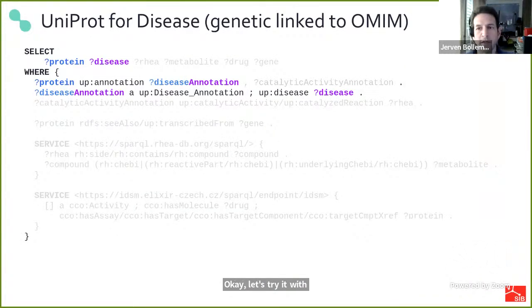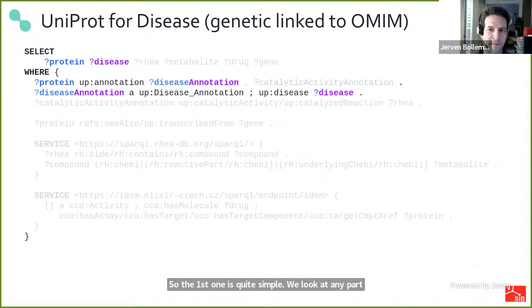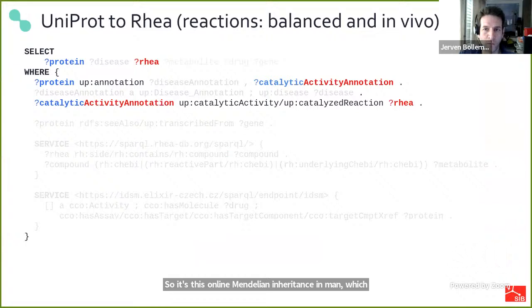So the first one is quite simple. We look at UniProt, where you look for protein and disease. UniProt annotates genetically linked diseases. We do that ourselves. That's our curators who do this. So you go from a UniProt entry protein to a disease annotation, and a disease annotation will have a disease. And that disease then will be linked to other databases, such as Online Mendelian Inheritance in Man, which is a database of diseases. We want the reactions, so the chemical reactions.